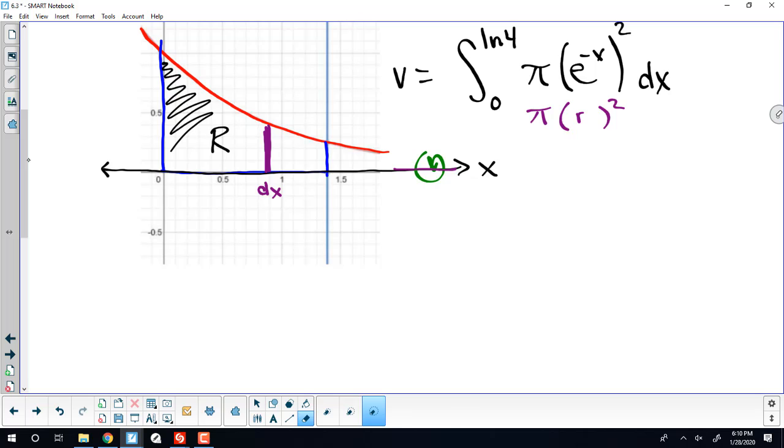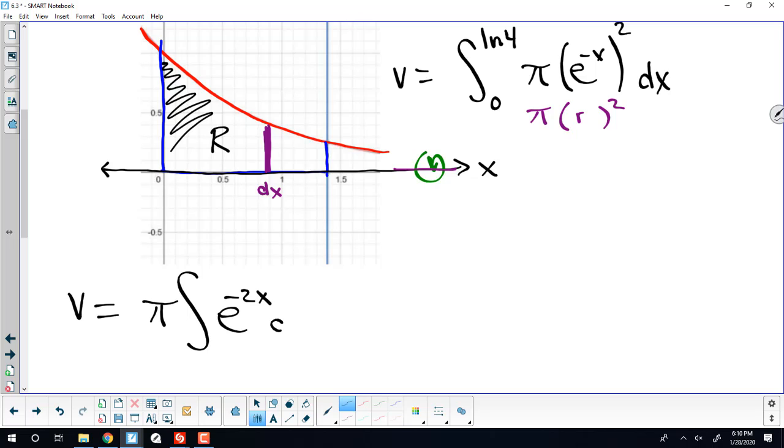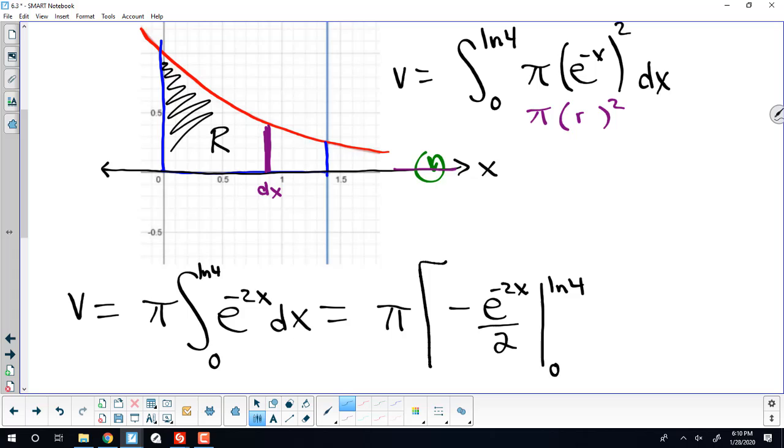Okay, so then we'll come down here. We've got e to the negative 2x. What's the antiderivative of e to the negative 2x? Negative 1/2 e to the negative 2x. Do you all agree? Yes. Evaluate that from 0 to ln 4. And we have pi times all of this.